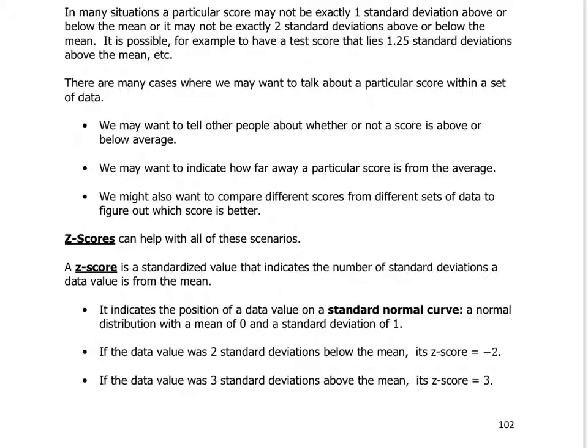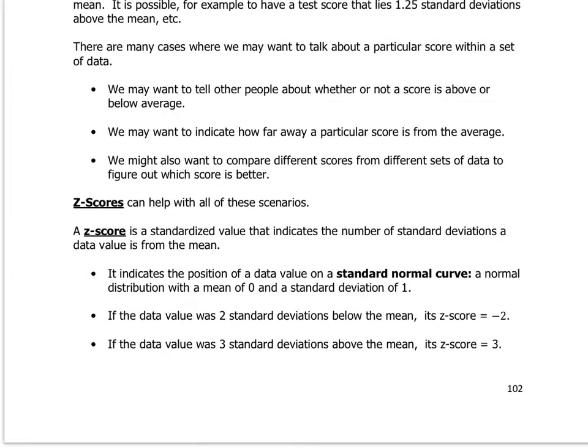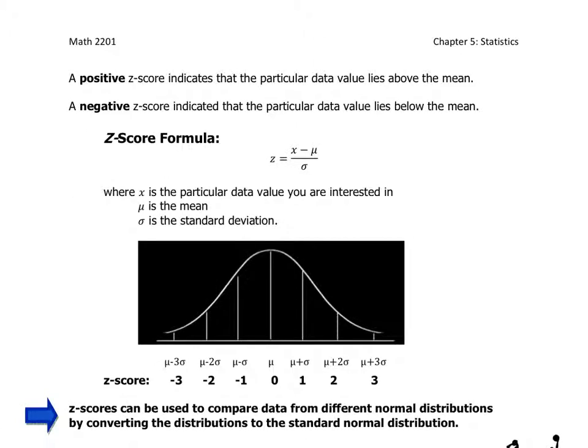So the best way to get used to z-scores and how they work is to do samples. But before we can do that, we need to know how to calculate a z-score. Z-scores are either positive or negative values. A positive z-score indicates a data value that lies above the mean, and a negative z-score indicates that the data value lies below the mean. You will be given the z-score formula on a test, but you will need to know how to use it.